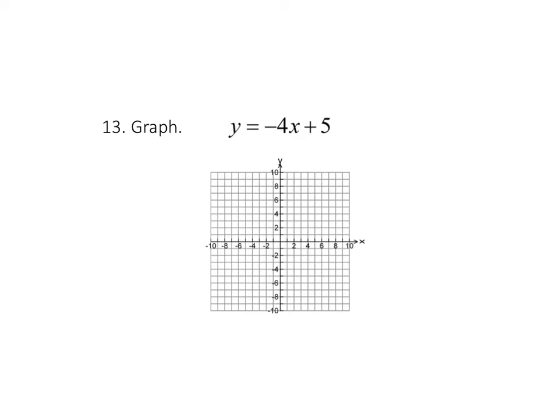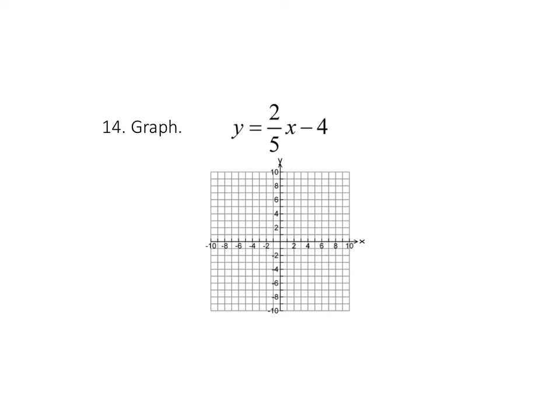To graph this line, we notice that it is in y equals mx plus b form. The y-intercept is at 5, so we can start there. The slope is negative 4, and that tells us that the line moves down 4 units as it moves to the right by 1. So from that point, I count down 4 and over 1, and then I'm just going to draw the line that passes through those 2 points. You should be using a ruler, make sure that's straight.